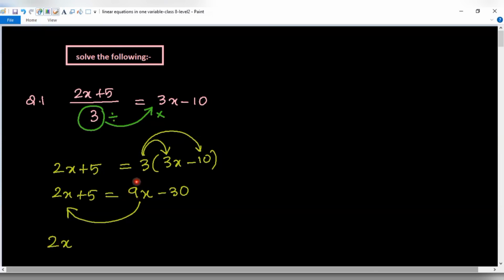So 9x is positive here. This negative symbol is for this 30, not for this 9x. So actually 9x is positive here. When it is taken to the left side, it becomes negative. So 2x minus 9x. Then here we have plus 5 equals, on the right side, we have taken this 9x to the left. So negative 30 is left here.